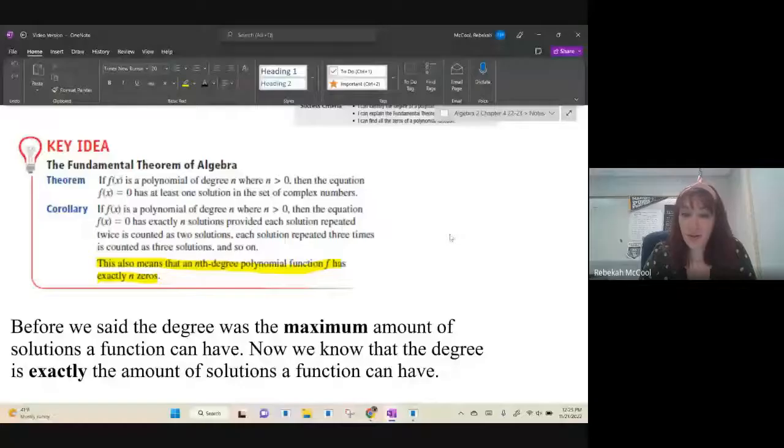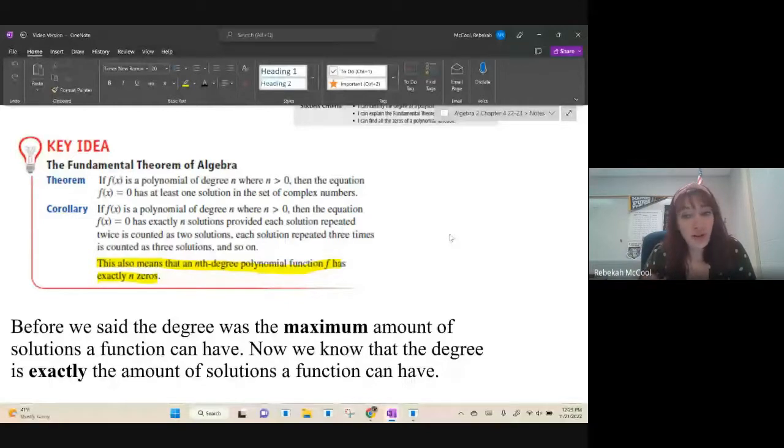So we're going to continue solving these polynomial equations. Today we're talking about the fundamental theorem of algebra. The theorem says that if we've got a polynomial of degree n that's greater than 0, then our equation is going to have at least one solution in the set of complex numbers.